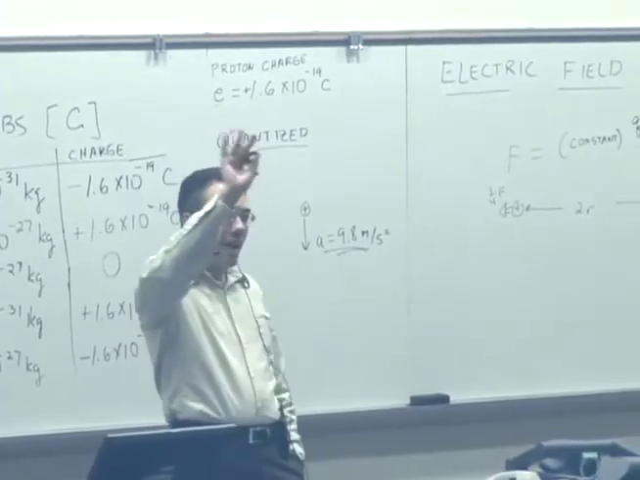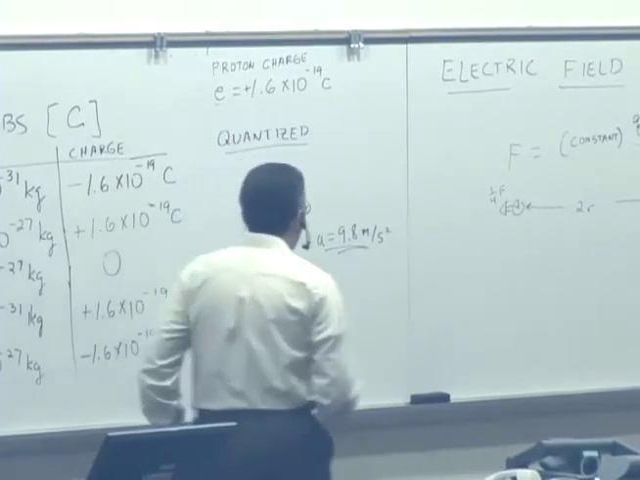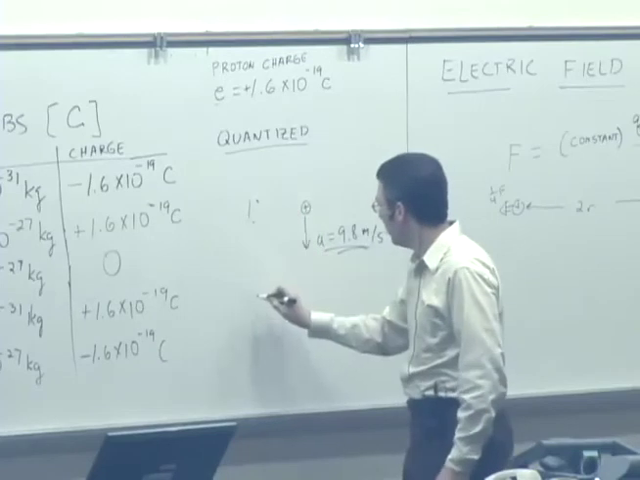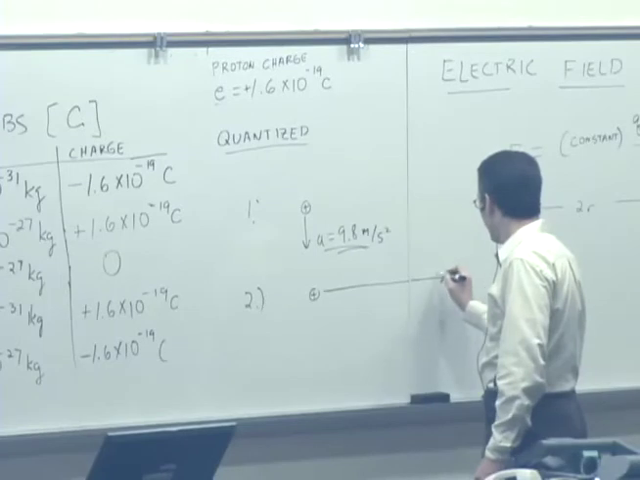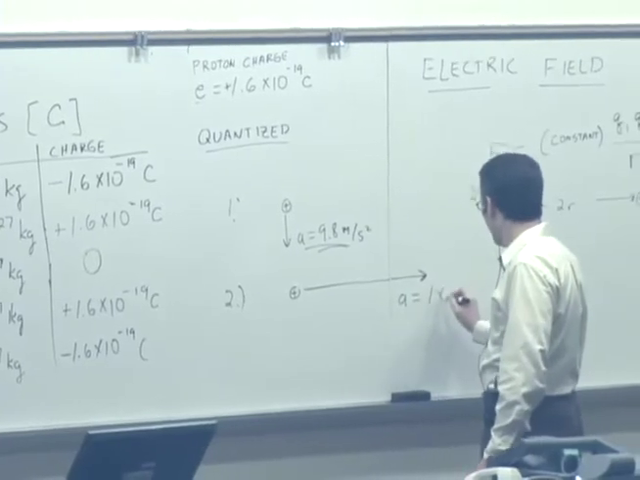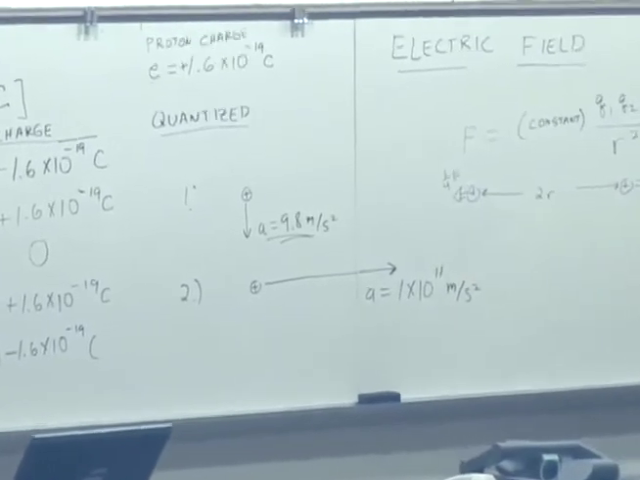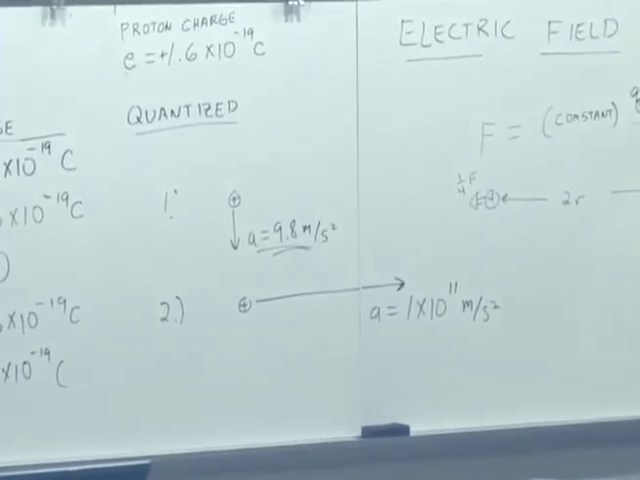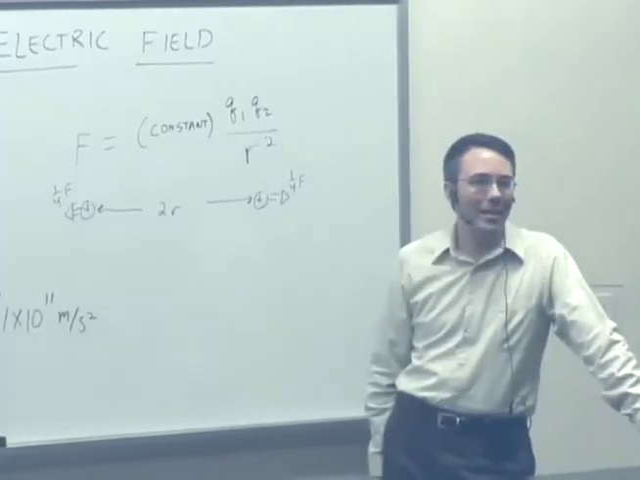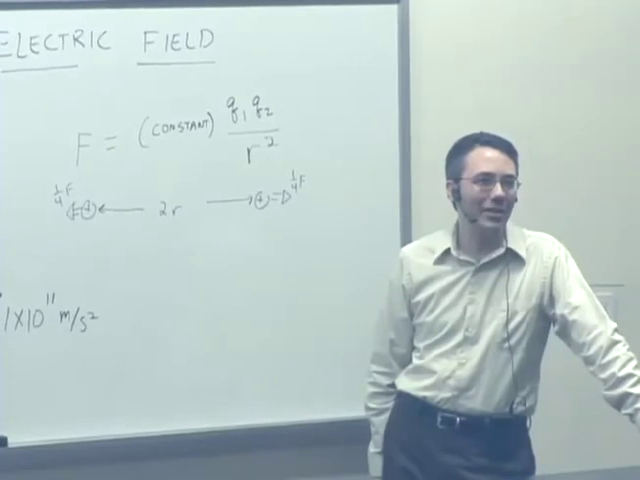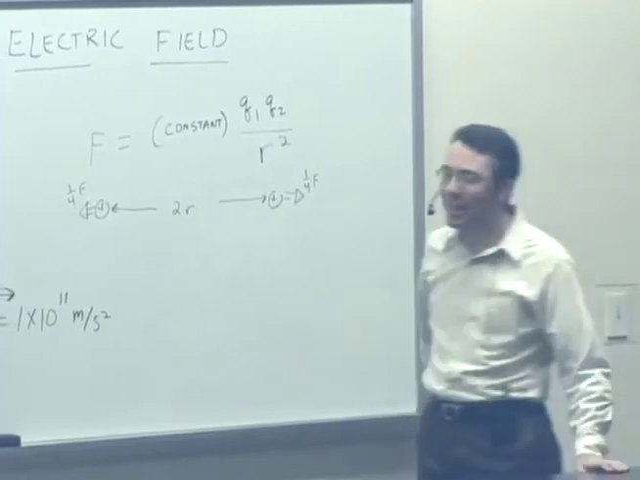Second case, I have the proton again, and I let it go, and now I see the proton accelerate to the right with an acceleration of 1 times 10 to the 11th meters per second squared. Do you think this is still a gravitational interaction? Probably not. If it were, what would be happening to the rest of us? We'd be all accelerating at that rate to the right?